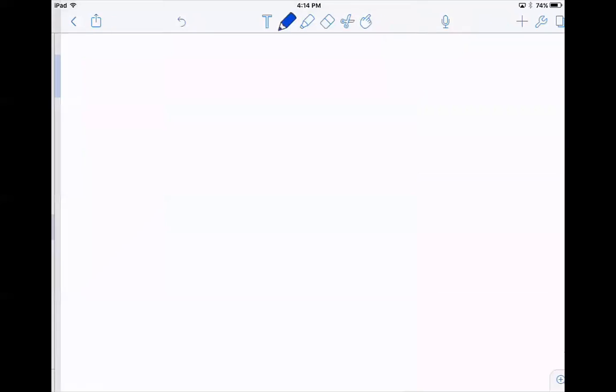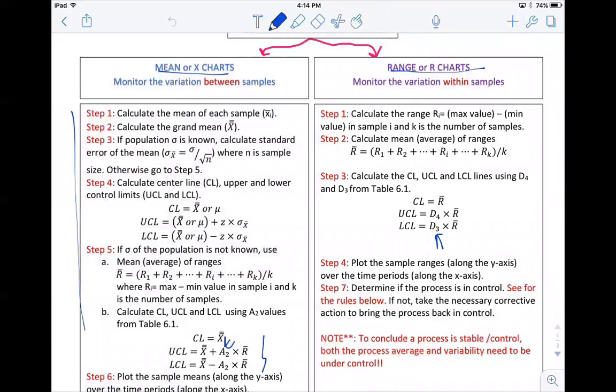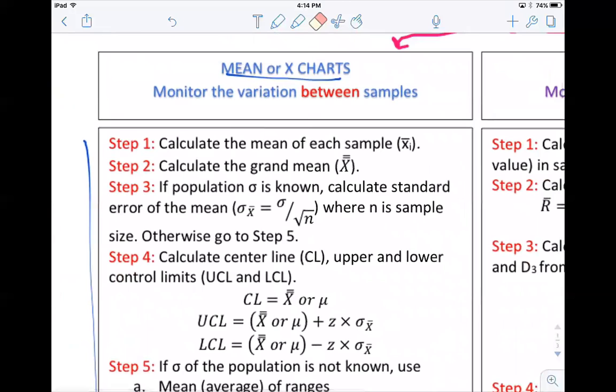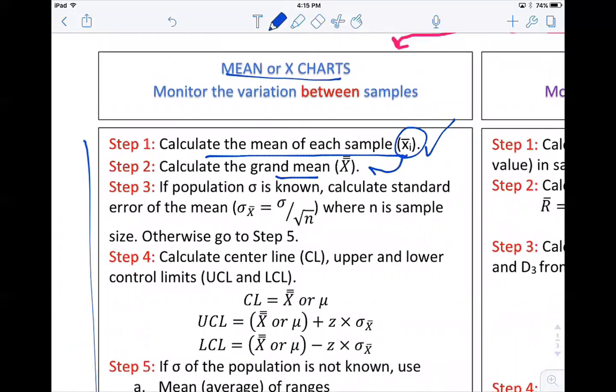Let's go back to the definitions, or the guidelines. Let me zoom this in so you can see nicely. Step one for the mean chart is to calculate the mean of each sample. That's what we did already. I'm going to show you how to do it in Excel in the next video, but we already have these values. Step two is to calculate the grand mean, X bar bar, which is the average of the averages. We're going to use this to calculate the center line.